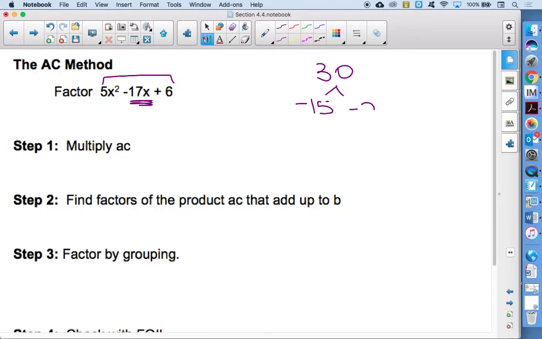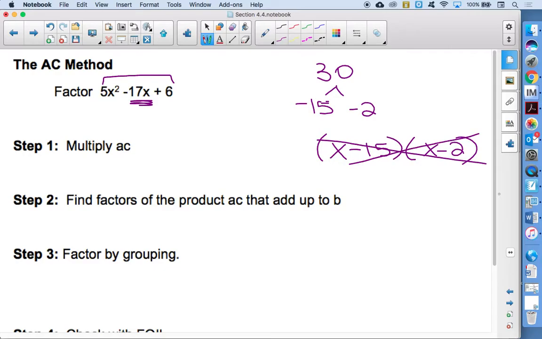Negative 15 and negative 2 multiply to be positive 30, but add to be a negative 17. So here's where it changes. You can't just take these 2 numbers and put negative 15 and negative 2 in the parentheses, because if you FOIL that, it's nowhere near 5x squared minus 17x plus 6. So that is not a way to factor. That's what we did last week, and it works if it's just x squared.